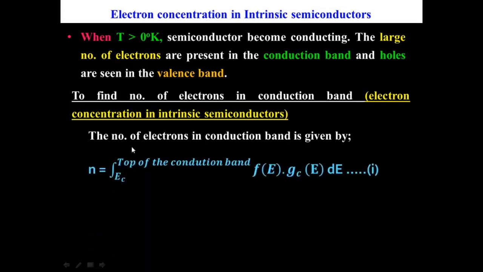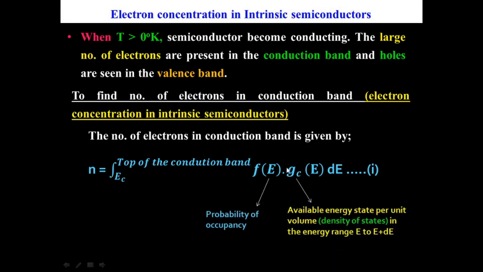The formula is n equal to the integral from EC, that is the bottom of the conduction band, to the top of the conduction band, of Fe, that is the Fermi function, and GC(E), the density of states, dE. Suppose this is equation number 1. So equation number 1 can be used to find the concentration of electrons in intrinsic semiconductors.